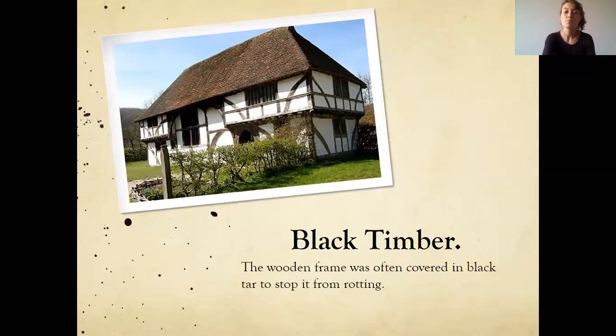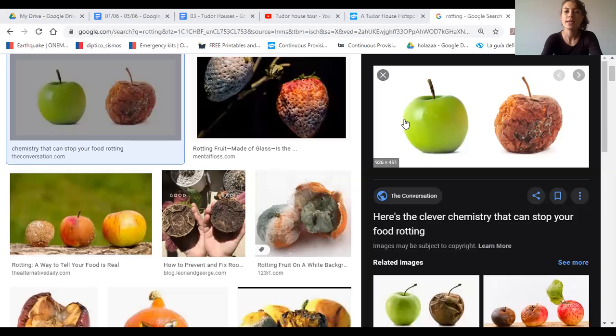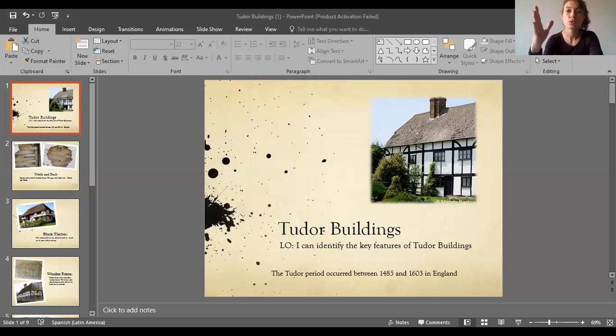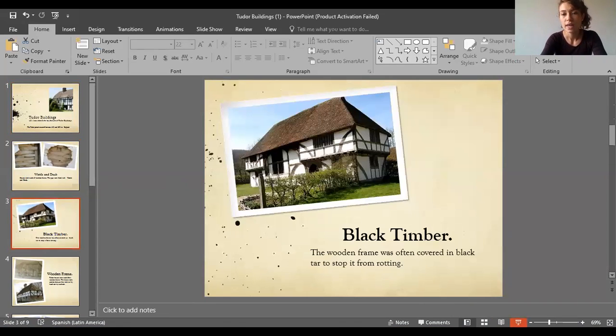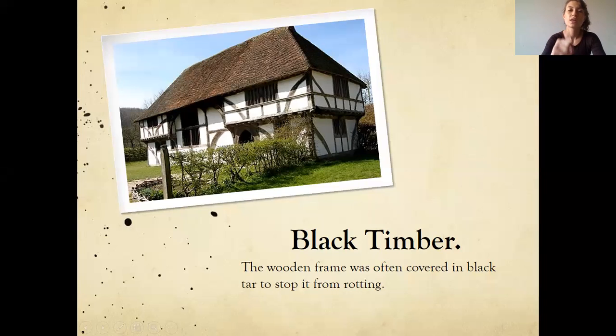Okay, next one, black timber. The wooden frame was often covered in a black tar to stop it from rotting. So what does it mean? When we say that something is rotting, we say, for example here, this apple is a normal apple and now this is a rotten apple. So to avoid rotting, the Tudor people in the Tudor period used to use this coat with tar that has this black color. That's why we can see the black color here, because they use this black coat to protect the wood.